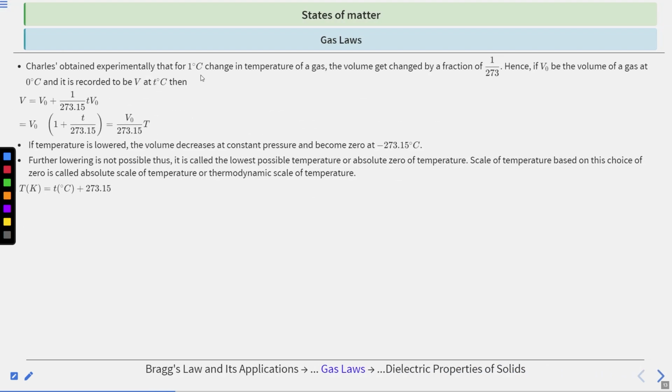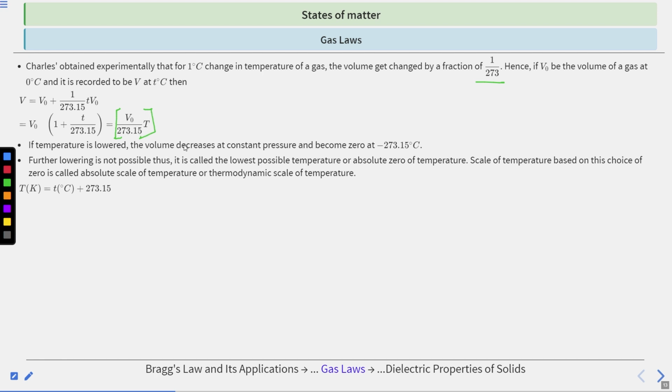Charles obtained experimentally that for a 1 degree Celsius change in the temperature of a gas, the volume changes by a fraction of 1 upon 273. Hence, if V naught is the volume of the gas at 0 degrees Celsius and it is recorded to be V at t degrees Celsius, then this will be the value coming out for V: V naught upon 273.15 times t.